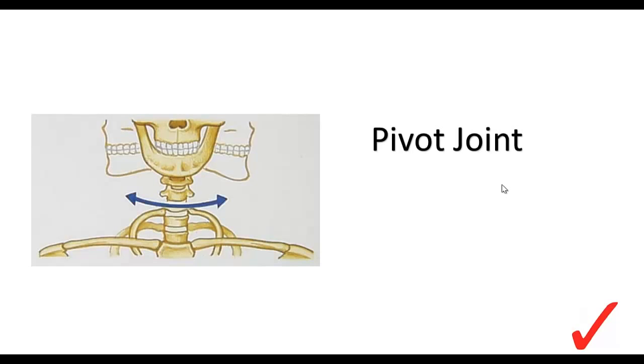Next is a pivot joint. In this diagram, the head is allowed to move to the left and to the right. It's rotating. Specifically, it's pivoting. If you think of a pivot foot in basketball, as long as I have that foot planted, I can move in any direction I want, but I can't move in a direction away from that pivot point. That's kind of how a pivot joint works.